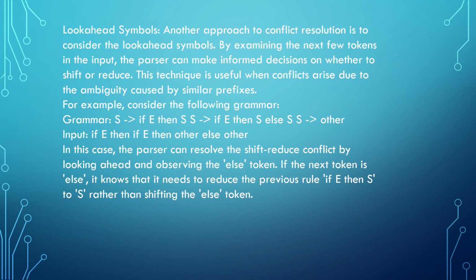For example, consider the following grammar. S → if E then S, S → if E then S else S, S → other. Here we have given the input as: if E then other else other. In this case, the parser can resolve the shift-reduce conflict by looking ahead and observing the else token. If the next token is else, it knows that it needs to reduce the previous rule if E then S to S rather than shifting the else token.